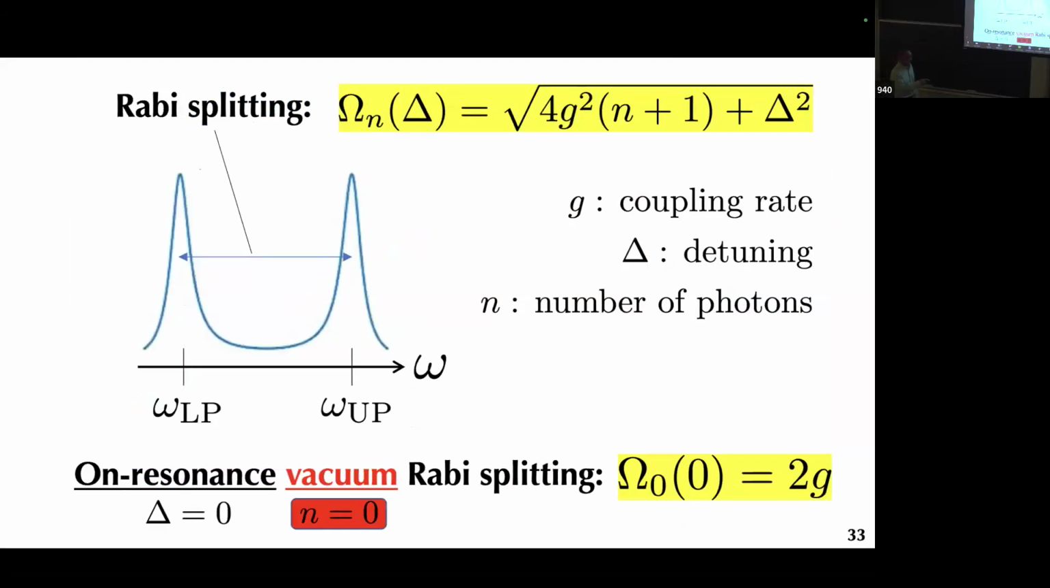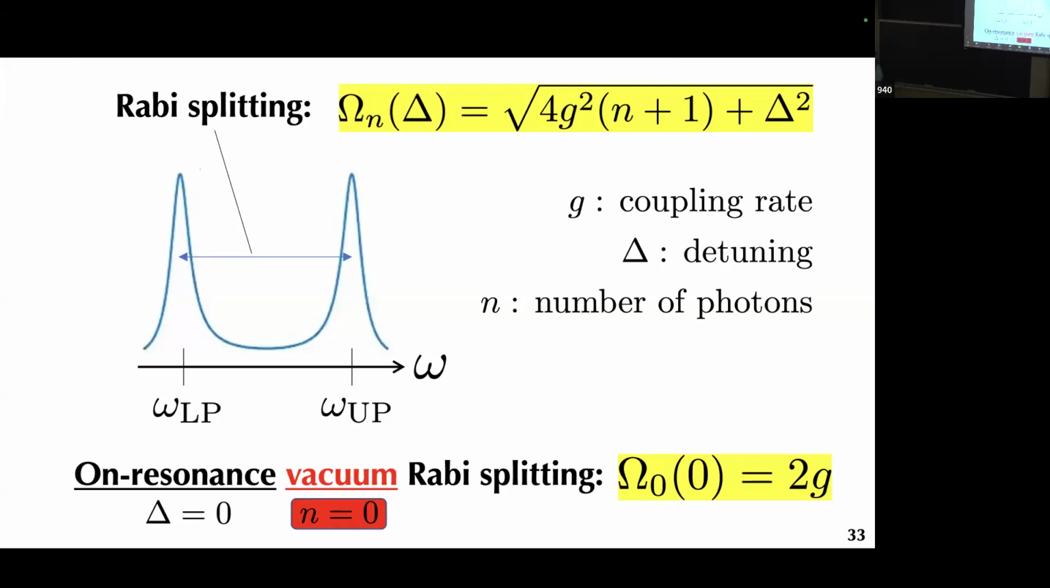Within the simple Jaynes-Cummings Hamiltonian, the Rabi splitting depends on three parameters: g, delta, and n. g is the most important parameter, which we want to maximize; it is the coupling rate. Delta is the detuning that I just introduced. And n is the number of photons inside the cavity. The more photons we have, the larger the Rabi splitting. But we want to go to the other limit where n is zero. You notice that even when n is zero and delta is zero, this expression gives you a finite Rabi splitting. This is called the on-resonance vacuum Rabi splitting.